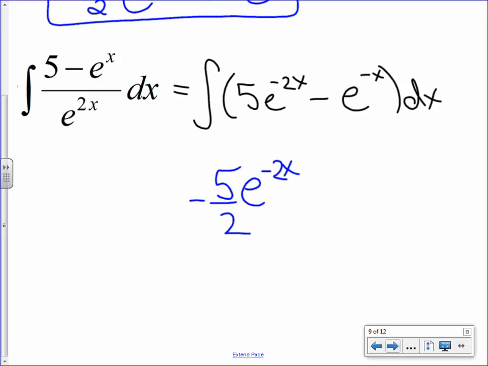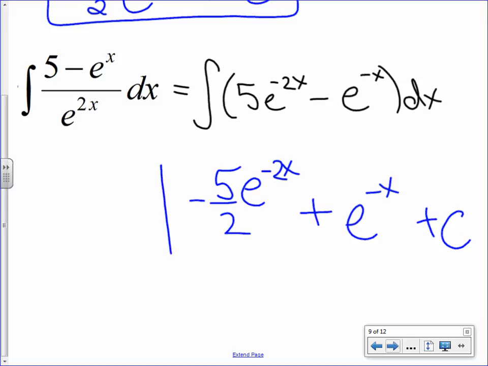And then here, when we take the antiderivative of negative e to the negative x, it becomes plus e to the negative x. Because when we take the antiderivative, we still have e to the negative x, and we have to make up for that negative sign with the chain rule, so we switch the sign.